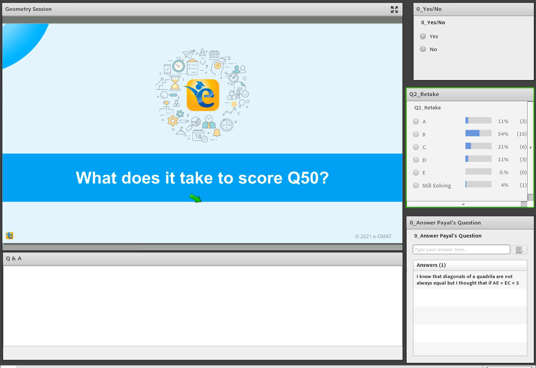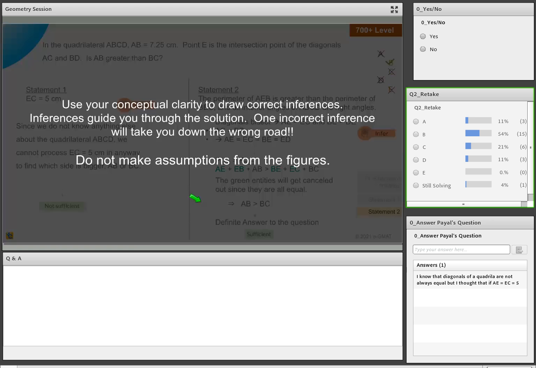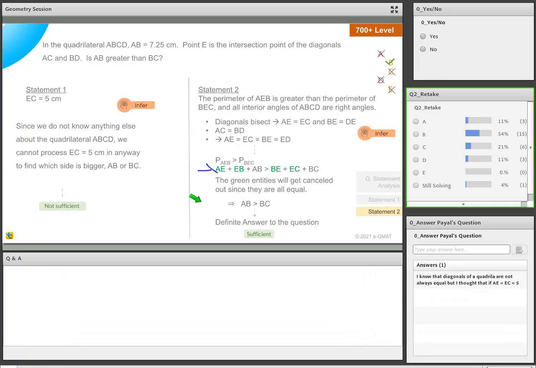AE is equal to EC is equal to 5. Well, AE was not given as EC, right? This thing was not given. So again, what you assumed was that diagonals bisect each other. Again, you drew that assumption from the figure, and that wasn't correct.